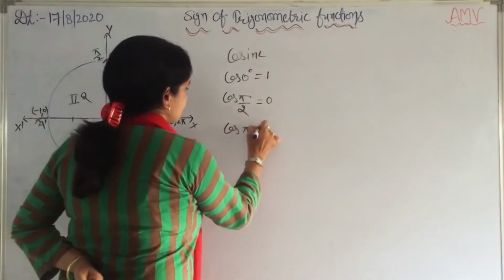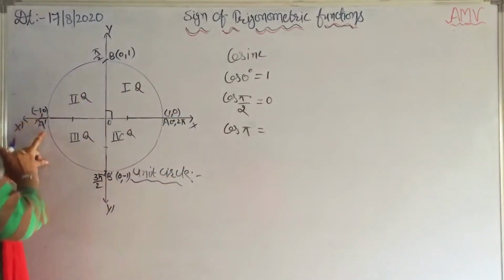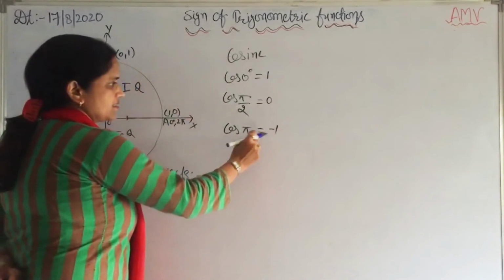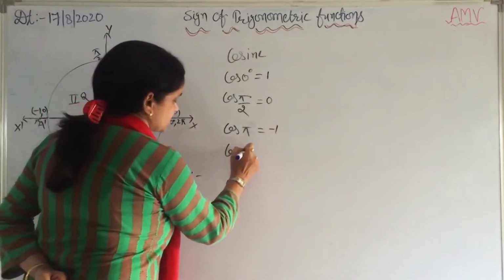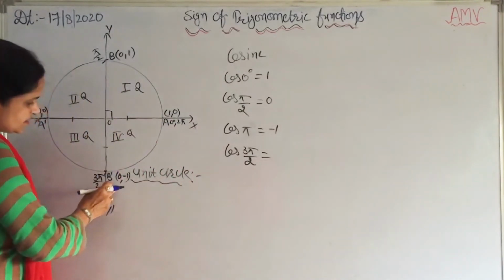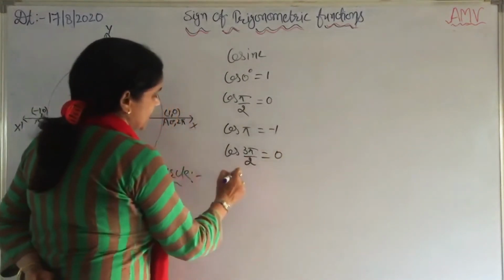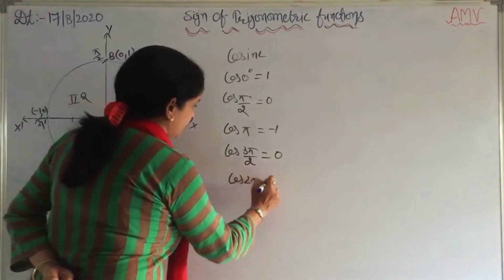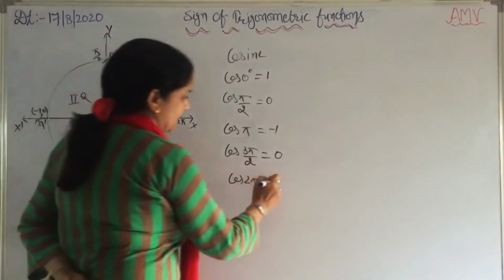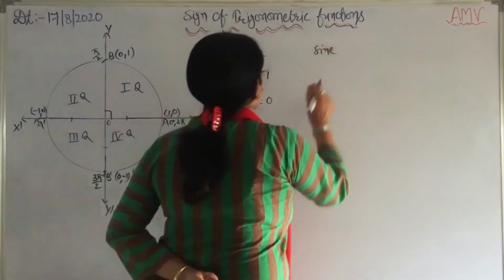And now cos pi. Here the coordinate of A dash is (-1, 0). The first coordinate is minus 1. So here cos pi is minus 1. Now cos 3 pi by 2. See, the coordinate of B dash is (0, -1). The first coordinate is 0. And now cos 2 pi. Complete one revolution. It's here, so again cos 2 pi is 1. So that is for the cosine function.